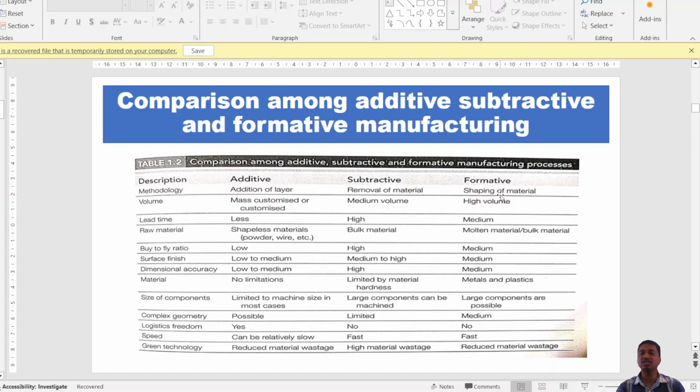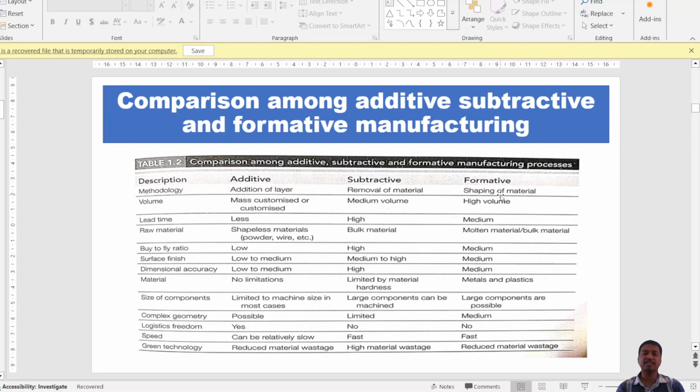Material: we can use in additive manufacturing with low limitations. We can use plastics, metals, ceramics. Subtractive is limited by material hardness. Formative, metals and plastics.